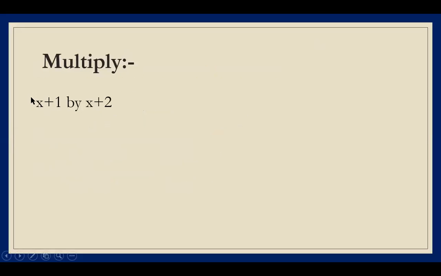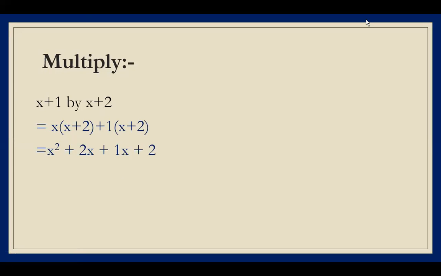Now here in the same way, this question is also there. How can we multiply, students? First term, second bracket, and second term, second bracket, like this. So we get the answer here: x into x is x square, 2 into x is 2x, then 1x, then 1 2s are 2.